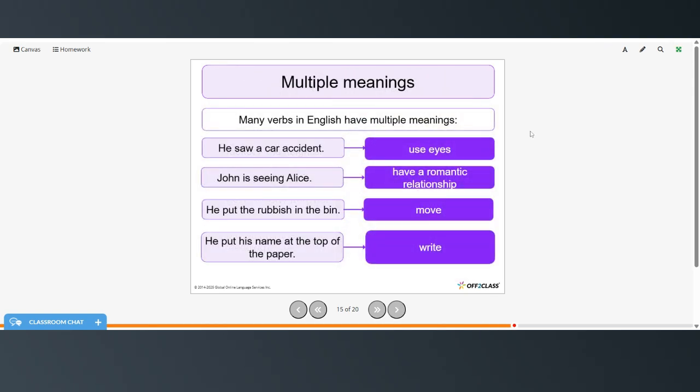Now, many verbs in English have multiple meanings. John saw a car accident. That means he used his eyes to view the accident. John is seeing Alice. It means that they're having a romantic relationship. He put the rubbish in the bin. Here, put means to move something. And he put his name at the top of the paper. Here, put means to write something.